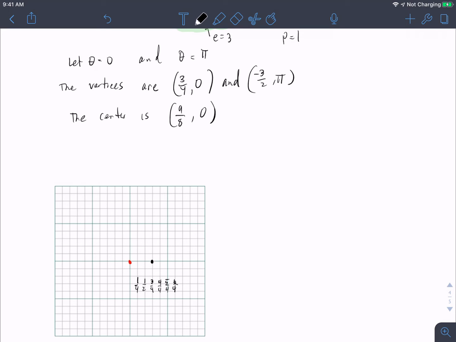And then the other vertex is occurring at a negative 3/2 pi. Now, pi puts us over here, but a negative 3/4 tells us to go in that direction. So that would take me to a negative 3/2, which is right here. So interestingly enough, this point here is negative 3 over 2 pi, and it's because the radius is negative, so it's going in the other direction. And then this point over here is my 3/4, 0.